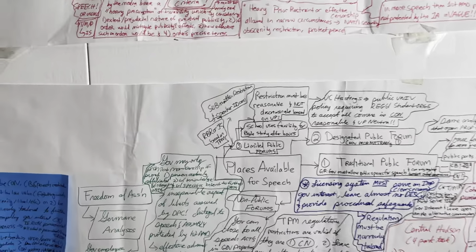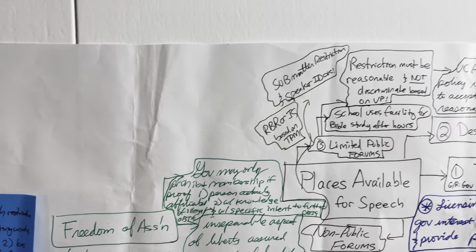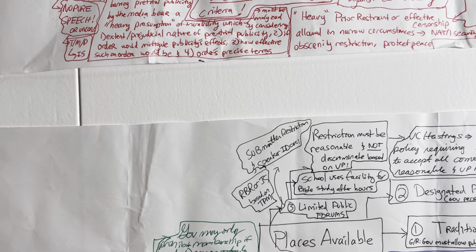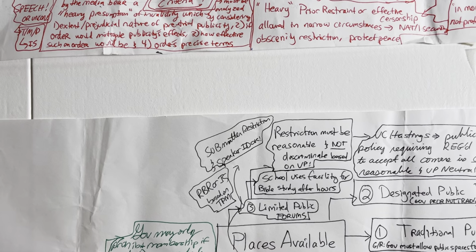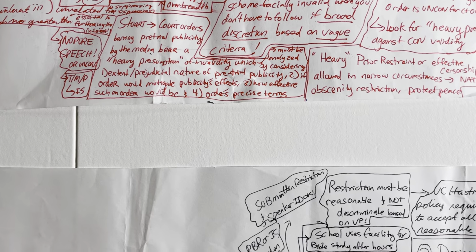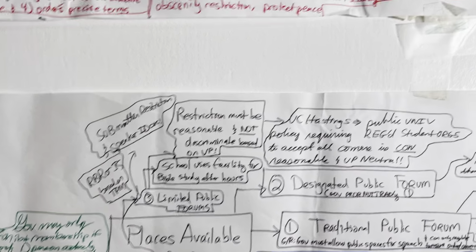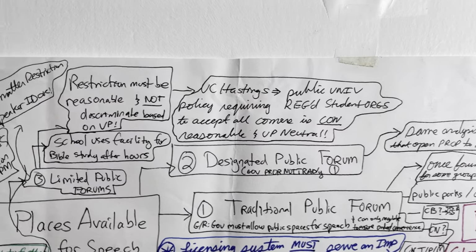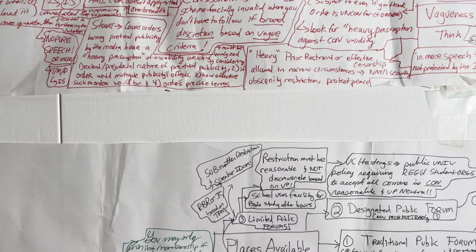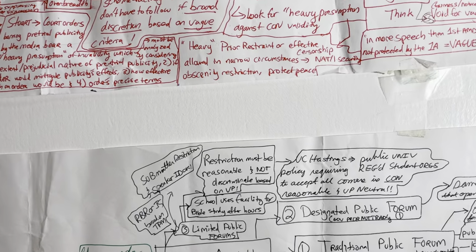Third on our list, we have limited public forums. This might be like a post office, I think. So look at this as a school that uses a facility for Bible study after hours, or perhaps it depends on the time, place, manner restrictions there. Subject matter restrictions and specific ideas, okay. The restriction must be reasonable and not discriminatory based on viewpoint. There is a UC Hastings case, where a public university policy requiring registered student orgs to accept all comers was constitutionally reasonable and viewpoint neutral.